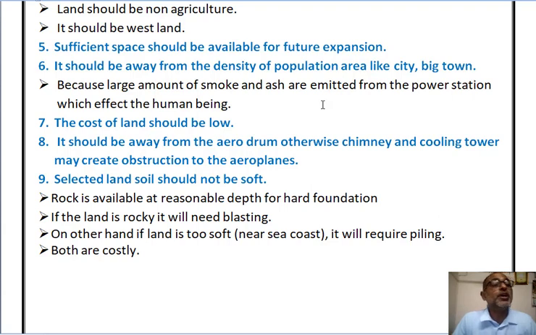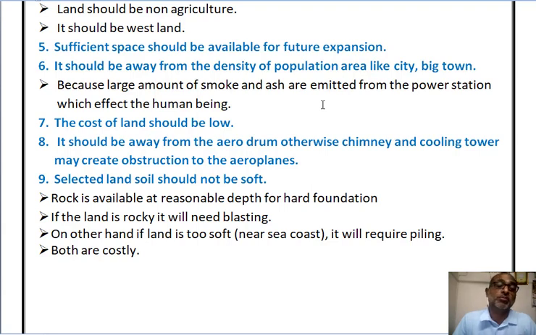Next, eighth, it should be away from the aerodrome. Otherwise, the chimney and cooling towers used in the thermal power station may create an obstruction to the aeroplanes. Now ninth, the selected land should not be soft.